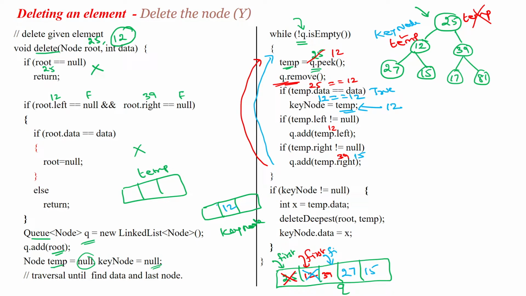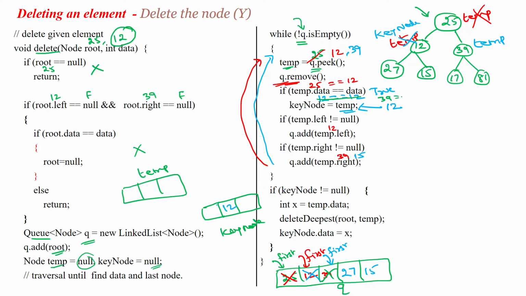This is the first now. So 39 is assigned into the temporary. So now the temporary is updated, it is 39. That is removing from the queue now. So now we are checking temporary dot data, which is 39.